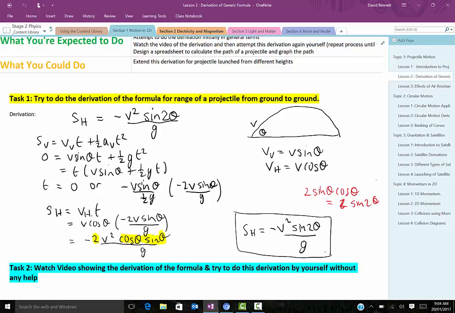In the next little video, which is part 2, task 2, I'm going to show you how to design a spreadsheet that allows you to track, or show, the motion of a projectile. So we'll go through that in the next video.